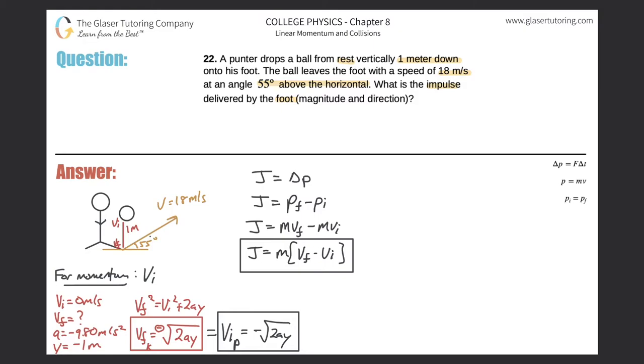So how do we do that? Well, I'm going to draw a little coordinate system up at the top. Okay, let me draw in that vector. There's the 18 meter per second velocity vector. Okay, here's the angle of 55. And let's call this the X component. Really, this is the final velocity for the momentum frame. So now this is going to be the final velocity in the X direction. Okay. And then this component up here will be the final velocity in the Y direction. Okay. So how do we find this component?